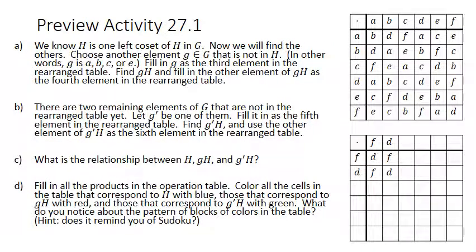Okay, so let's go over this. We know that H is one left coset of H in G, and now we're going to find the others. To start off, we're going to choose another element, little g in big G, that is not in H. In other words, for little g, we're going to use either A, B, C, or E. We're going to fill in g as the 3rd element in the rearranged table, find that coset gH, and use the other element of gH as the 4th element in the rearranged table.